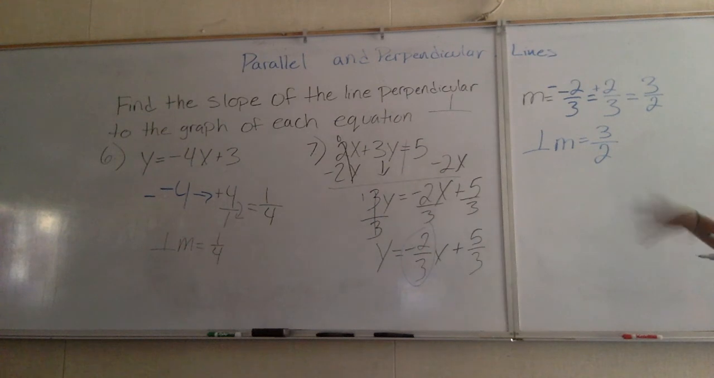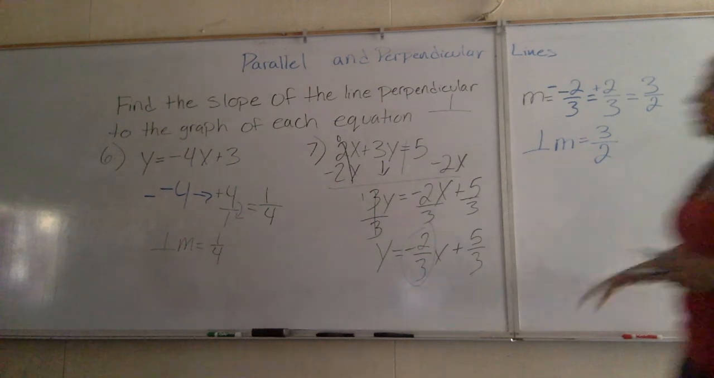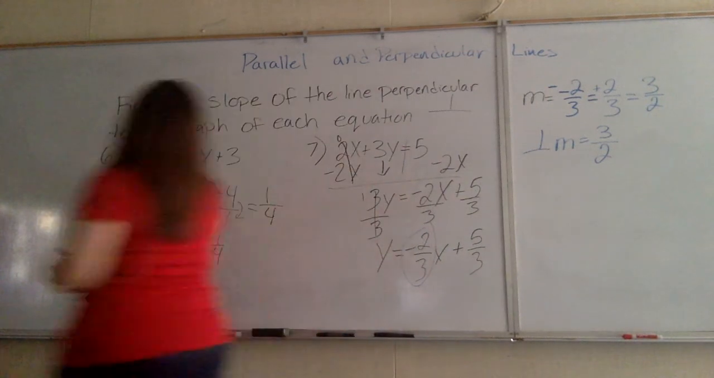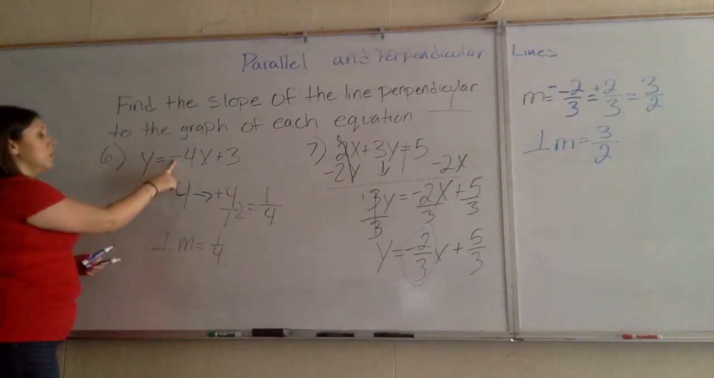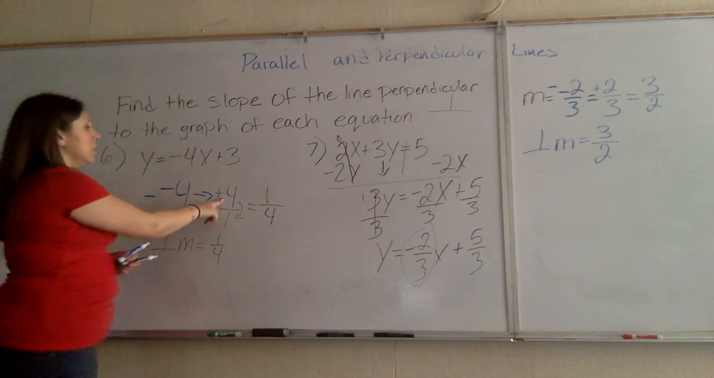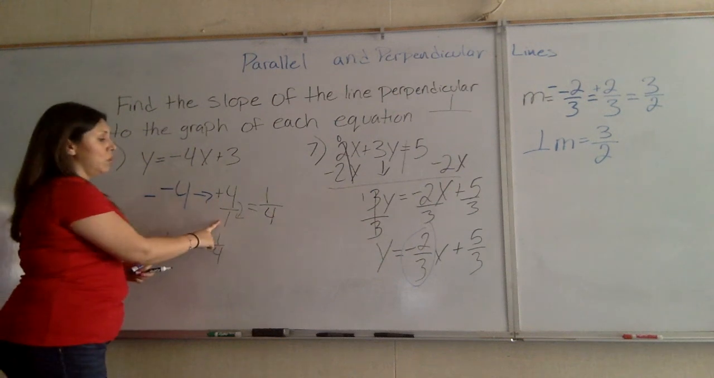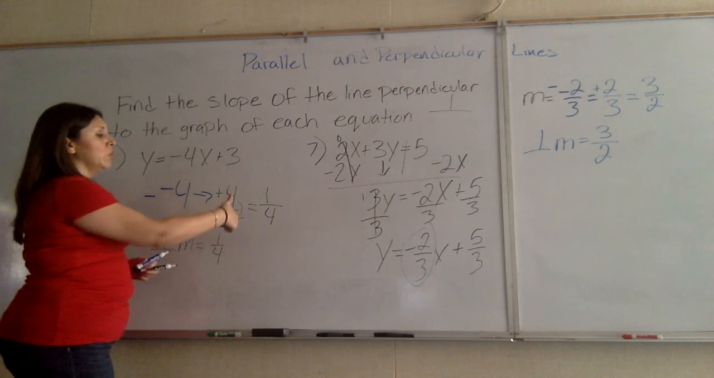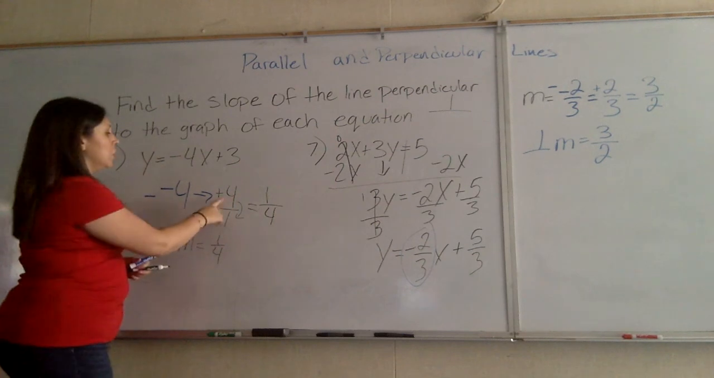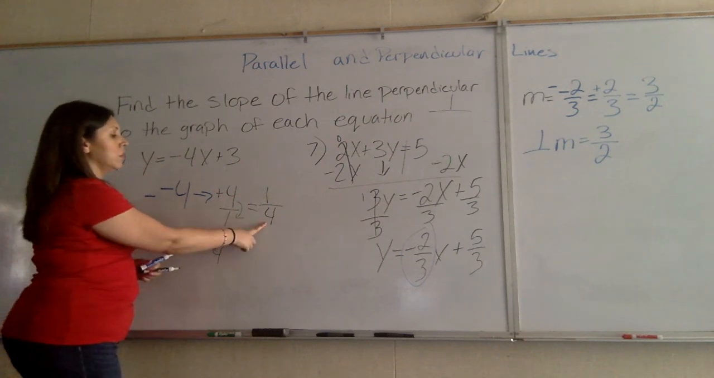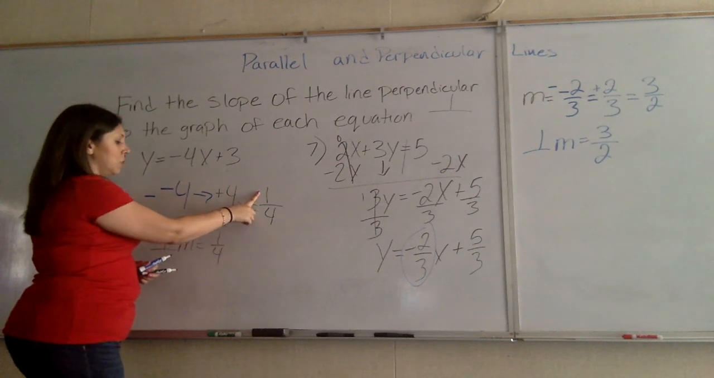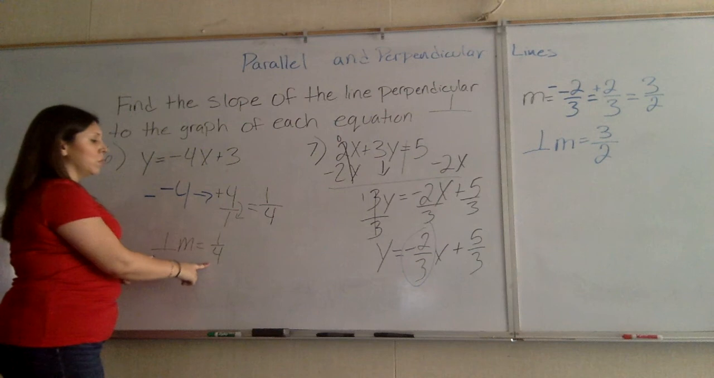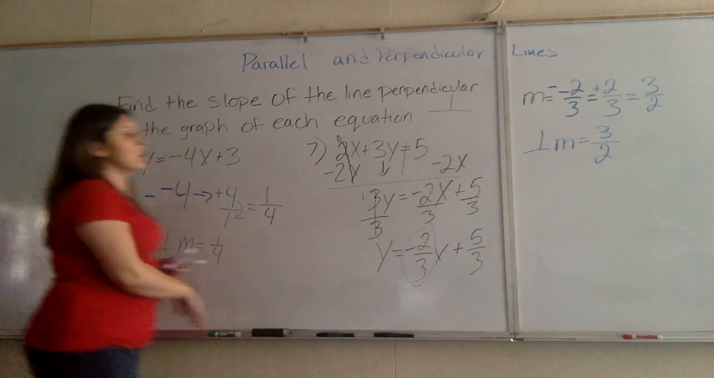So pretty much what you're doing is you're finding your slope, -4. You're changing the sign, so instead of a negative, you're now going to have a positive. If you have a whole number, you put it over 1. Then you flip it over, or do the reciprocal. So instead of the 4 being on the top, it's now on the bottom, and instead of the 1 being on the bottom, it's on the top. So you'll get 1 over 4 as your perpendicular slope.